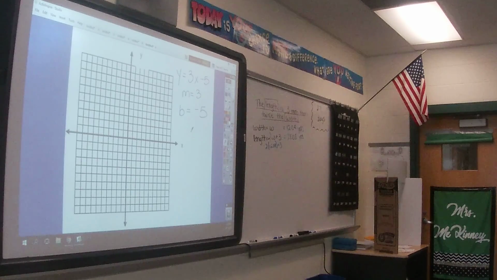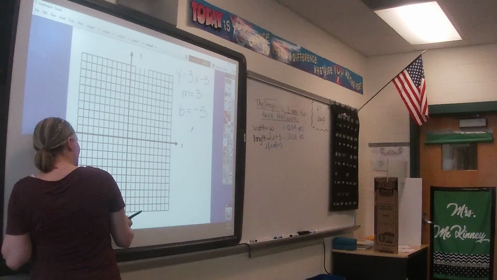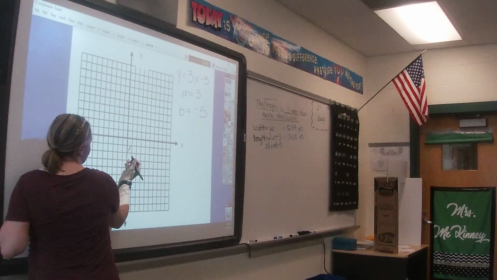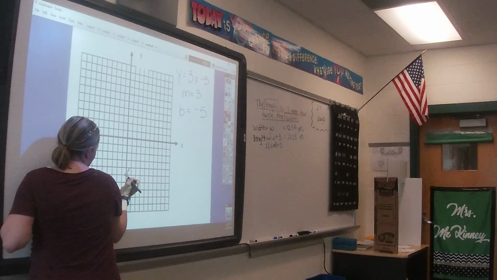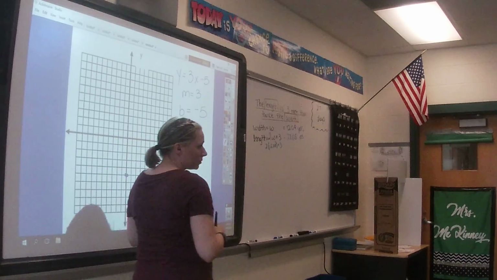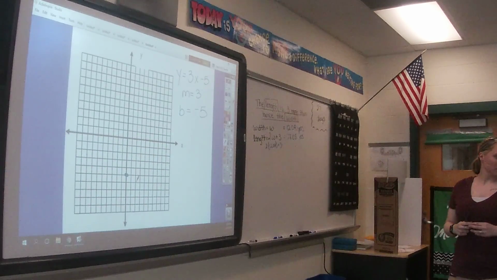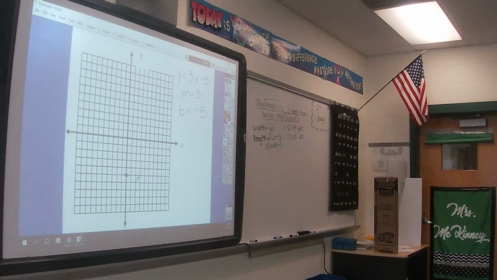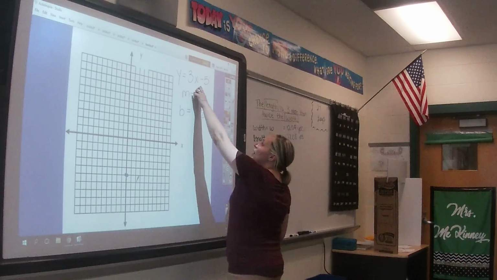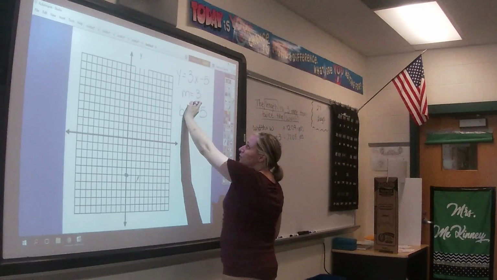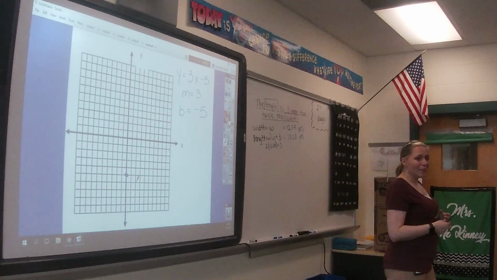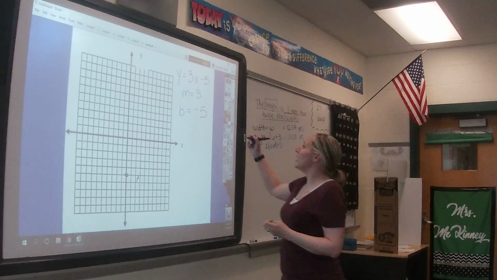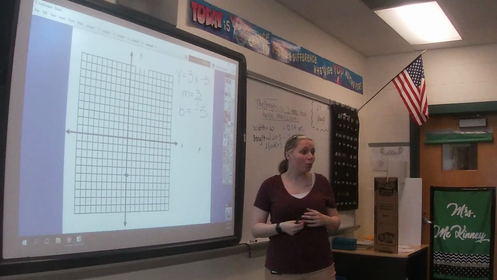Okay, so the first thing that we are going to do is plot -5 on the y-axis. So on our y-axis, let's make a point at -5. Then from that point, we need to count our rise over our run, but we have this problem. This isn't a rise over run format. How do I make 3 a fraction, Bryson? Put it over 1. I can just make 3 a fraction by putting it over 1.